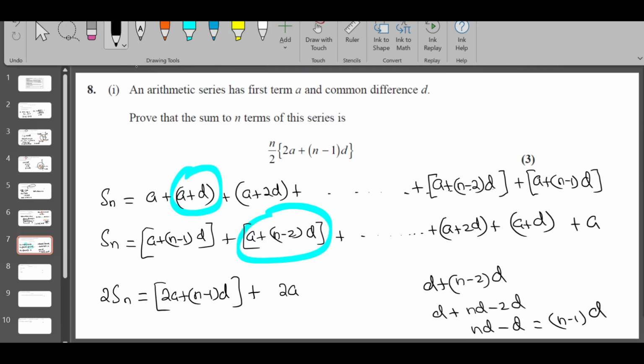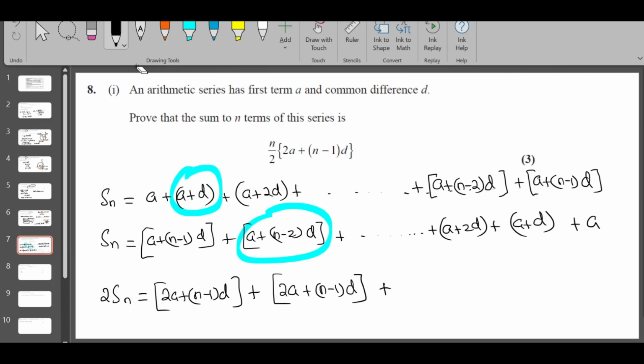You don't need to show anything. Just write the same term again. You don't need to show this work. So every term will be 2a plus n minus 1 times d. Every term.